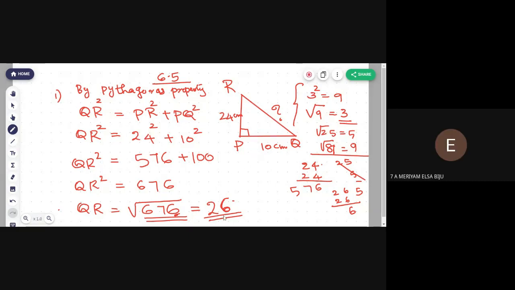Okay, one more thing. There is one more question, question number 2, that you can do as homework. All of you listen to that question. In a triangle ABC, right angle at C, AB is 25, AC is 7, then find BC.